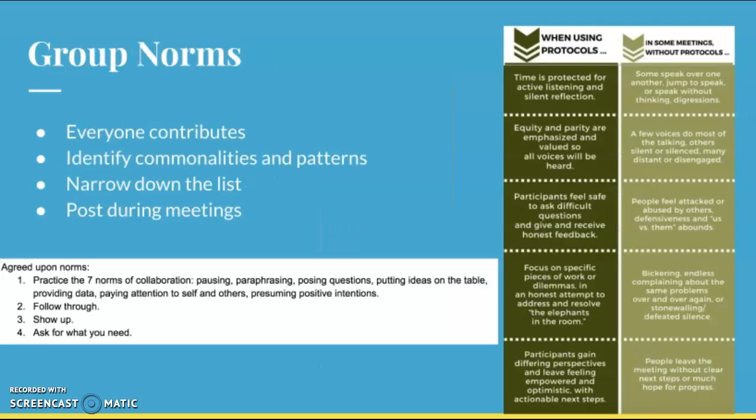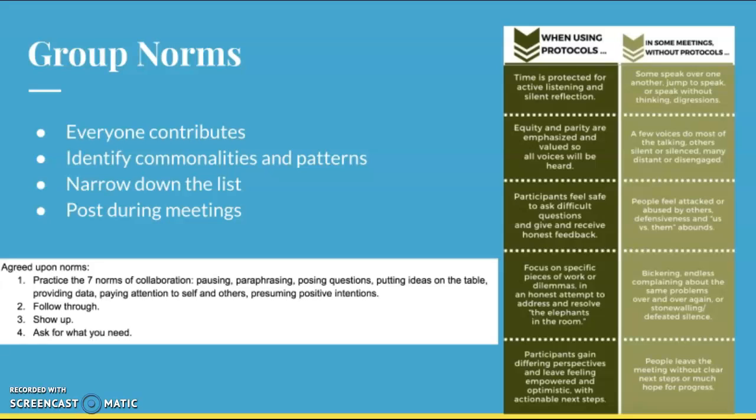So some examples of group norms. In my PLC, we decided we would practice the 7 norms of collaboration: pausing, paraphrasing, posing questions, putting ideas on the table, providing data, paying attention to self and others, and presuming positive intentions. That is a lot in and of itself, constantly practicing those.